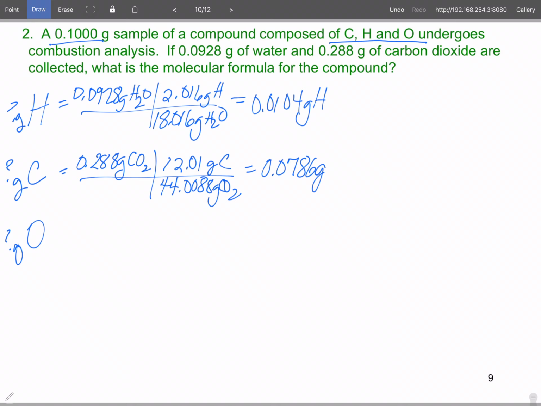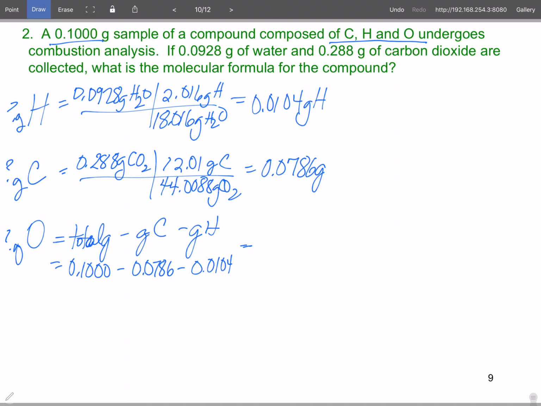Now, the grams of oxygen comes from the total grams minus the grams of carbon minus the grams of hydrogen. So our total grams are 0.1000 minus our grams of carbon, which is 0.0786, minus 0.0104. So that gives us a whopping 0.0110 grams of oxygen.